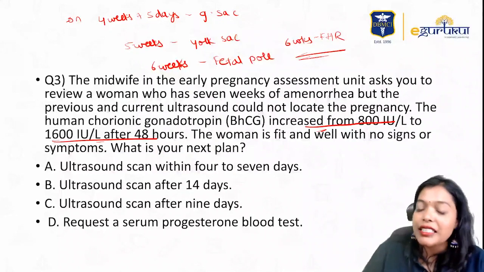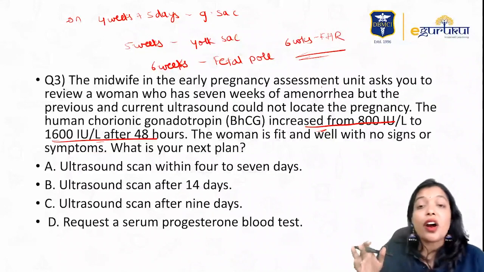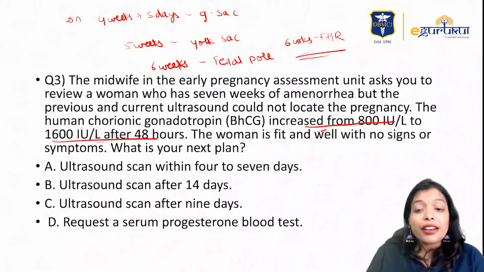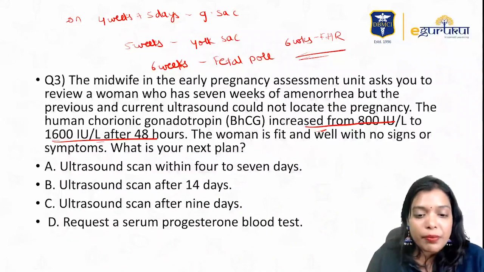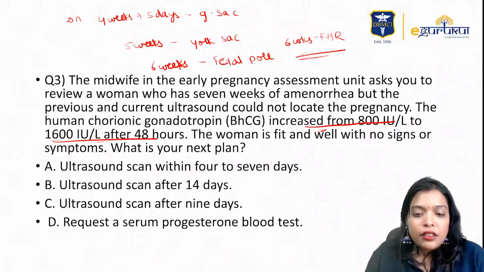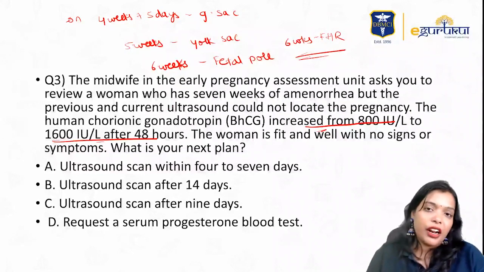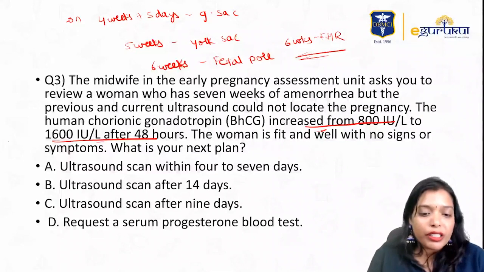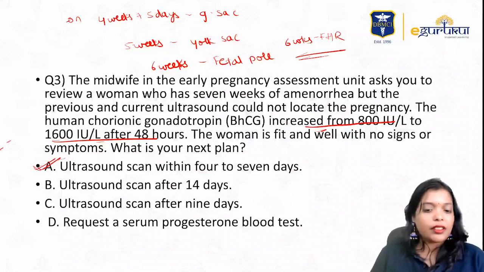So as the beta HCG is rising from 800 to 1600, it has doubled, so it has risen 100%. As there is a 100% rise in beta HCG, what should be your next plan? Options: ultrasound scan within 4 to 7 days, ultrasound scan after 14 days, ultrasound scan after 9 days, or serum progesterone blood test. Whenever beta HCG is more than 1500, you will definitely see a sac. So you can just do the ultrasound within the next 4 to 7 days, right?